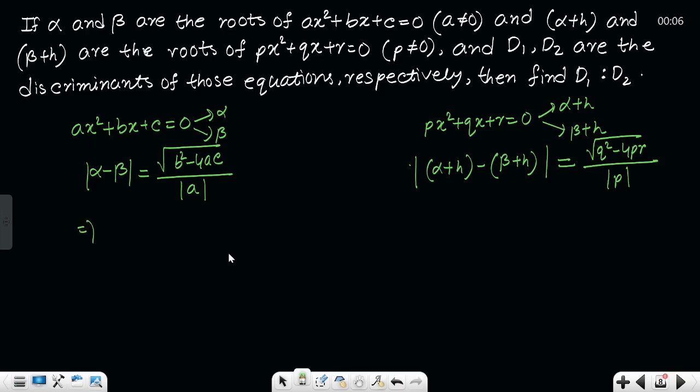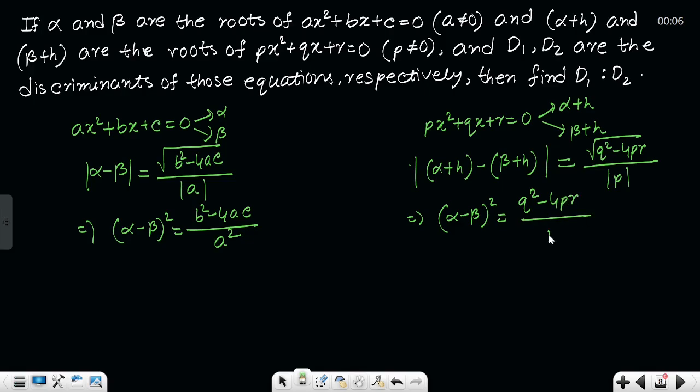So now, what we will do is square both sides here. Alpha minus beta whole square equals b square minus 4ac by a square. And here, if you see, h and h will be cancelled out after opening the bracket, so we will get alpha minus beta again. Now, if you square, alpha minus beta whole square will be equal to q square minus 4pr divided by p square. So b square minus 4ac is our d1 by a square, and here it is d2 by p square.